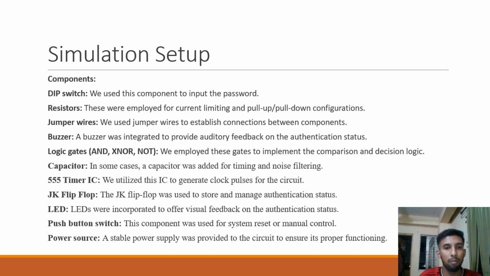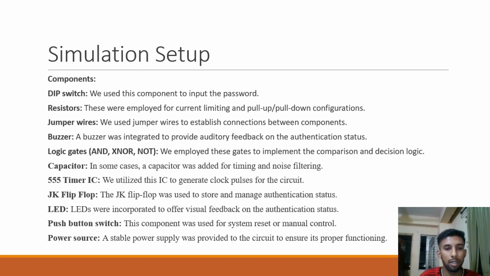We use jumper wires to establish connections between components. The buzzer was used to provide auditory feedback on the authentication status. With the logic gates, we implemented the comparison and decision logic. In some cases, a capacitor was added for timing and noise filtering. And the 555 timer IC was used to generate clock pulses for this circuit.